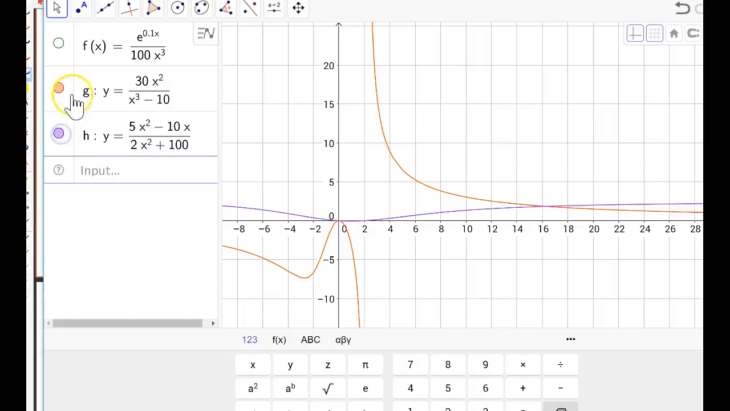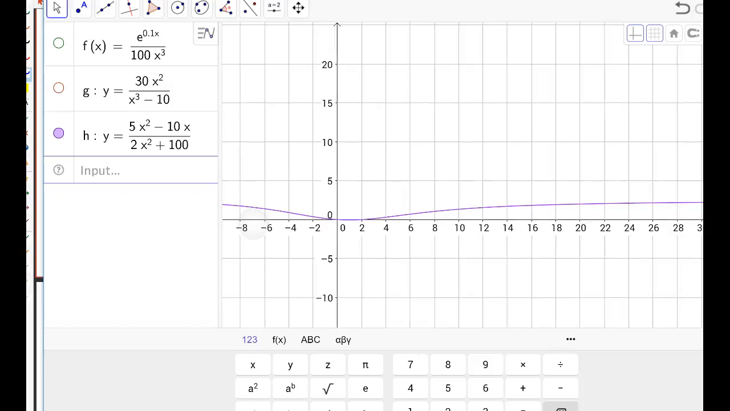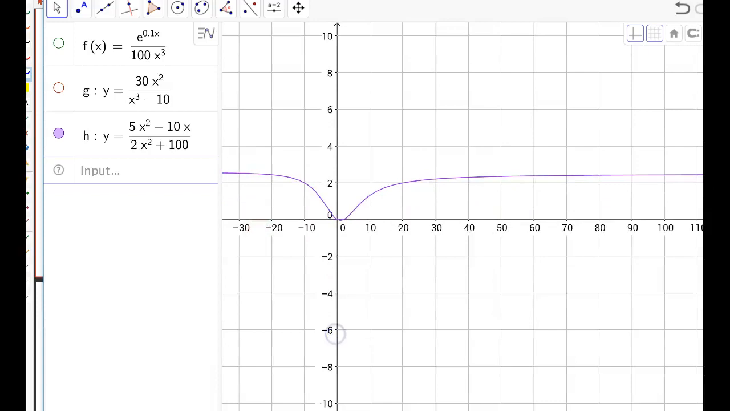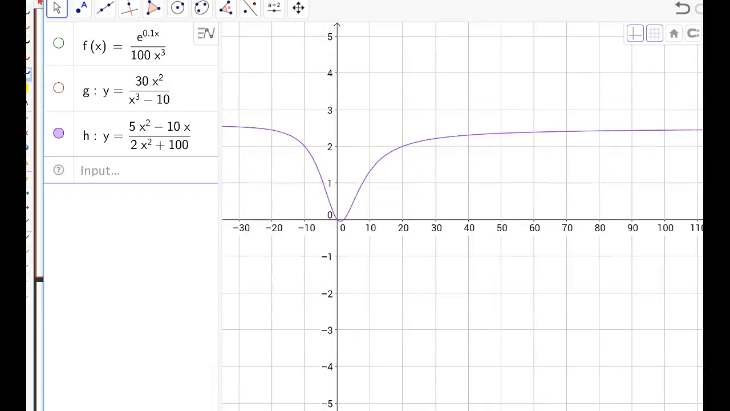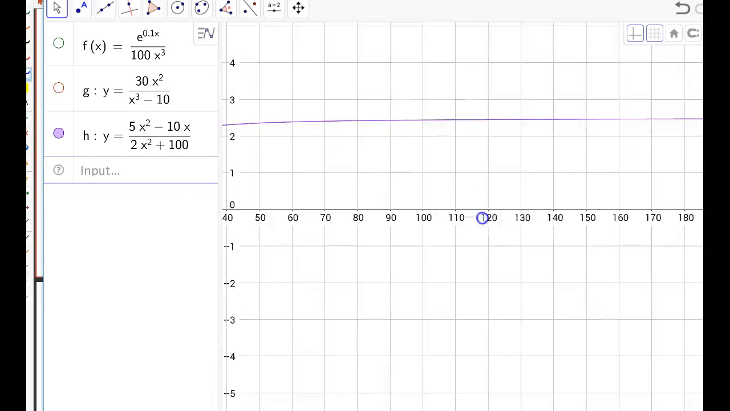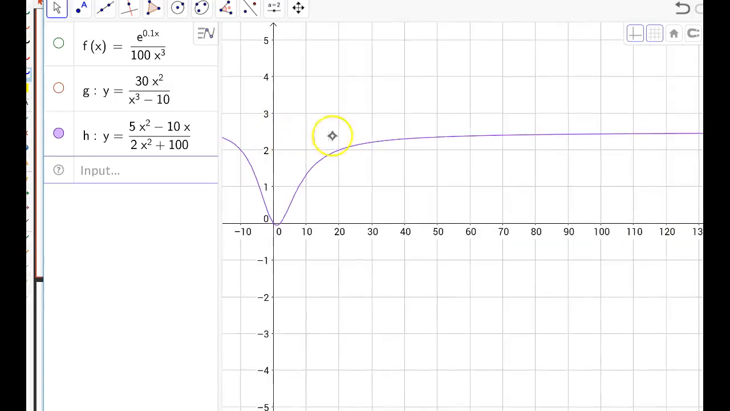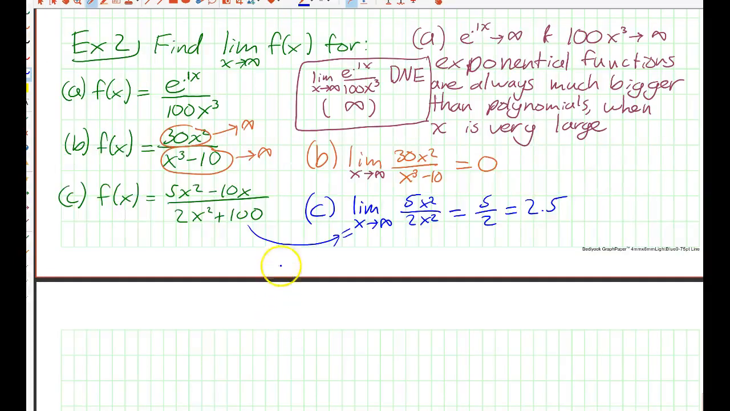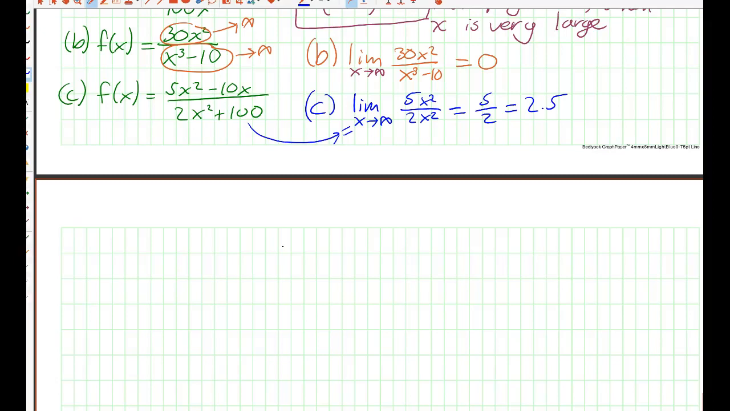And let's make sure that that's what this looks like here when we graph it. Yeah, it looks like the further out we go to the right, the closer it gets to about 2.5 right here, or 5/2. Okay, I'm going to pause it here and switch to another piece of software because this isn't working very well.